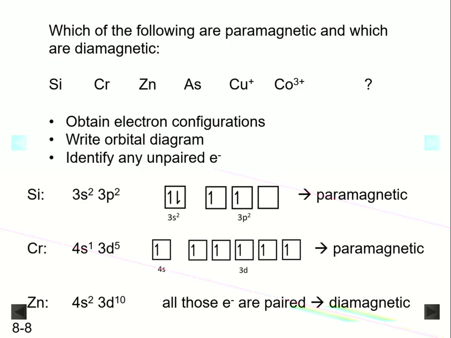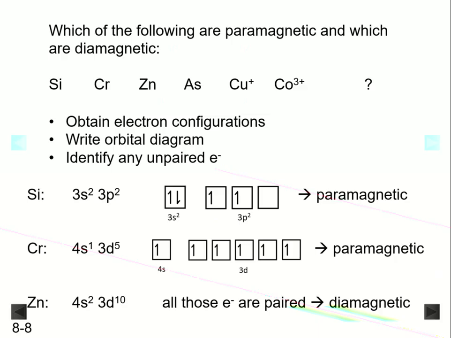Here's our first 3 elements: silicon, chromium, and zinc. Silicon, its condensed configuration is 3s2, 3p2, and there's an even number of electrons, and we have a p2, but we recognize from Hund's rule they'll go into separate orbitals because the 3p are all degenerate. Therefore, we have a paramagnetic species with 2 unpaired electrons.